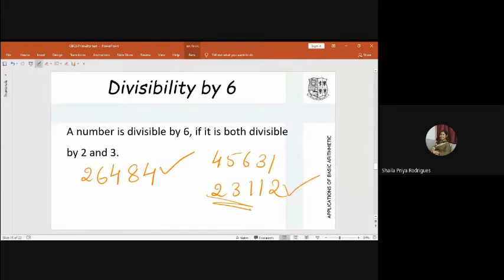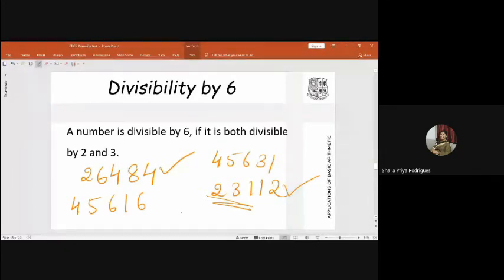Give me an even number which is not divisible by 6. Was it 4, 5, 6? 4, 5, 6, 1, 6. It's even, divisible by 2.